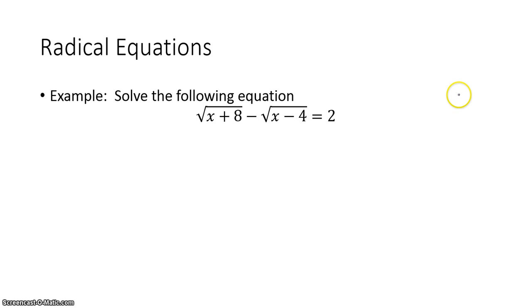Like the last video, I'm going to leave you with a more challenging problem. So here's another equation involving radicals. You have the square root of x plus 8 minus the square root of x minus 4 equals 2. I want you to try and solve this equation. My hint for you is that you're going to have to square both sides more than once.